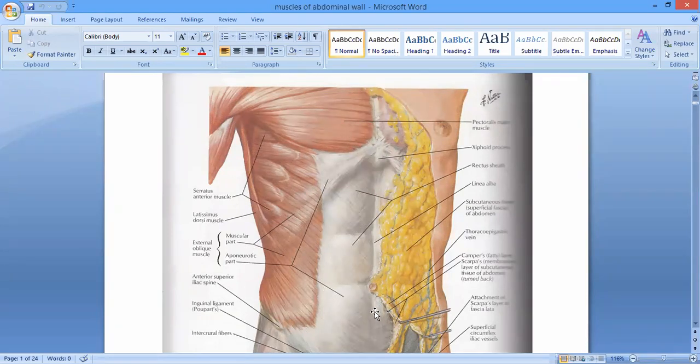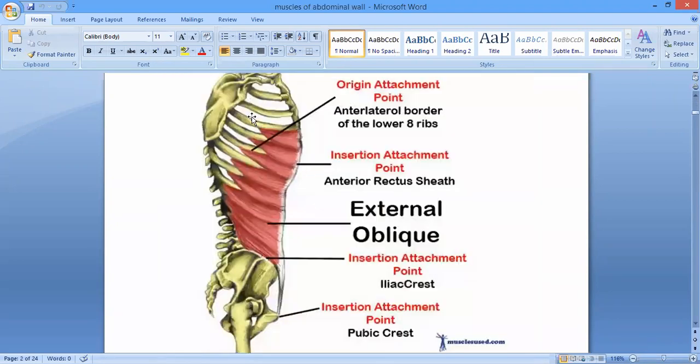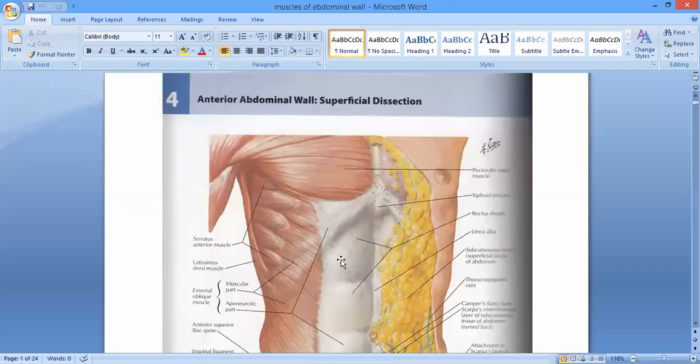And it's getting origin from the outer surfaces of the middle of the shaft of the lower eight ribs. You can see outer surface of the middle of the shaft of the lower eight ribs, it is coming from there, okay? Then its fibers go downwards, forwards, and medially. Okay, and most of these fibers, you can see, are going to become aponeurotic.